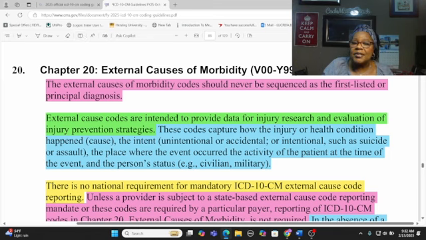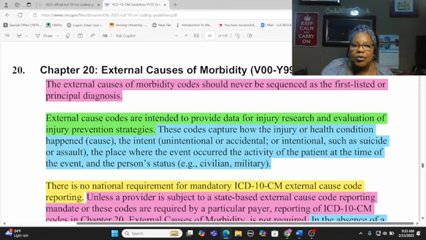The external causes of morbidity codes should never be sequenced as the first listed or principal diagnoses, because although it caused you to come in, it is not what is going on with the patient. It's not the diagnoses. So they're never sequenced first, because your first listed will always be your principal diagnoses, that which after study caused the admission. So although you did have the motor vehicle accident, your injuries justified coming in, and those injuries are what we're going to be sequencing first.